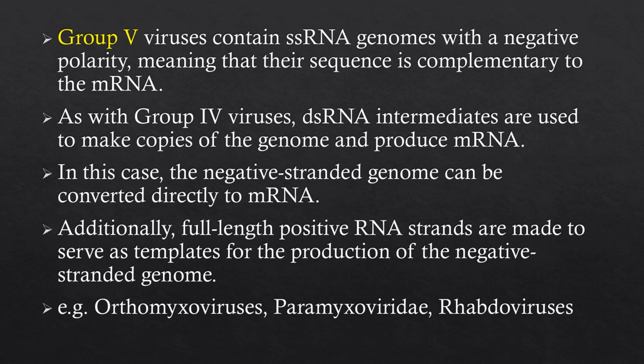Group 5 viruses contain single-stranded RNA genomes with negative polarity, meaning that the sequence is complementary to the mRNA. As with group 4 viruses, double-stranded RNA intermediates are used to copy the genome and produce mRNA. In this case, the negative stranded genome can be converted directly to mRNA. Additionally, full-length positive RNA strands are made to serve as a template for the production of the negative stranded genome. Examples are orthomyxoviridae, paramyxoviridae, rhabdoviridae.